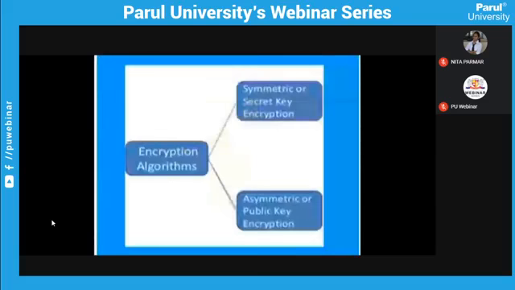So now let's see the types of encryption algorithms. There are basically two types of encryption algorithm, which are symmetric algorithm and asymmetric algorithm. In symmetric algorithm, the keys used for encryption and decryption are the same. Means the key which is used to encrypt the message is the same key used to decrypt the ciphertext to plain text.